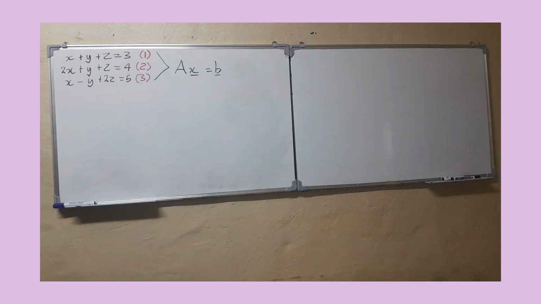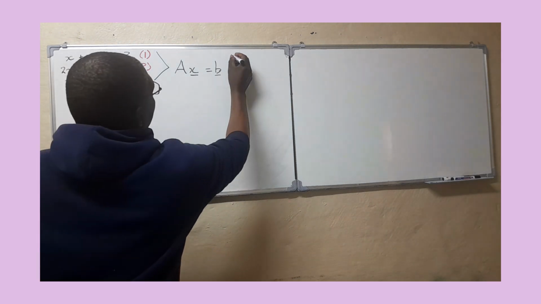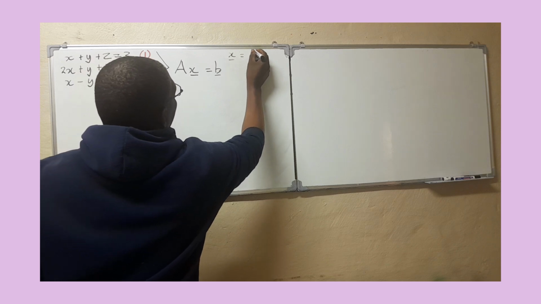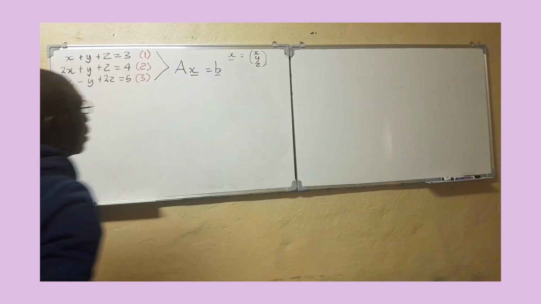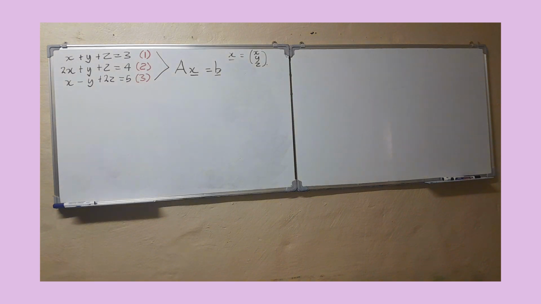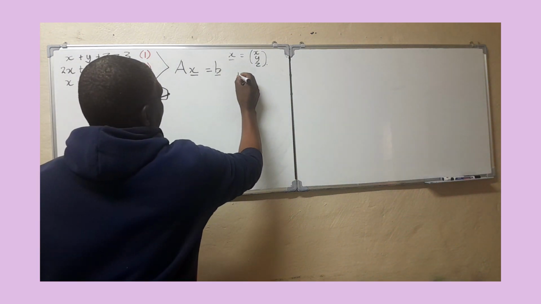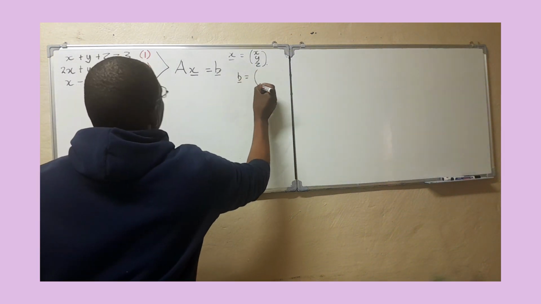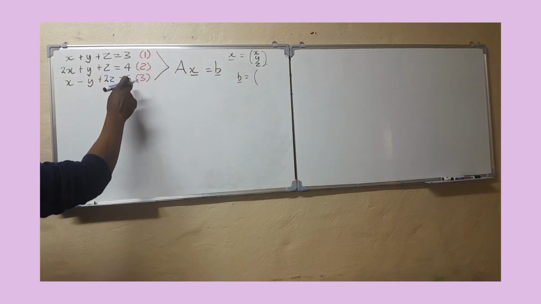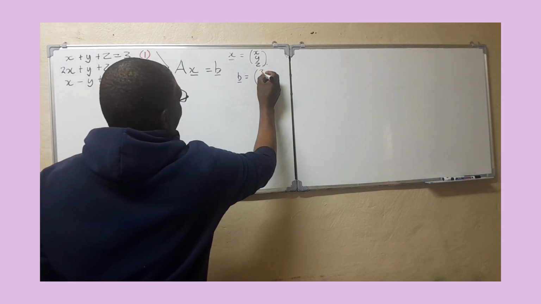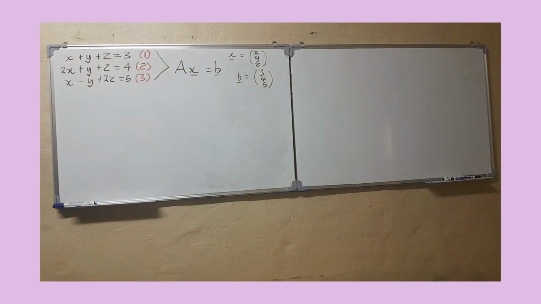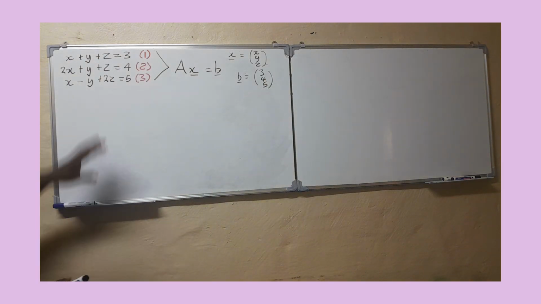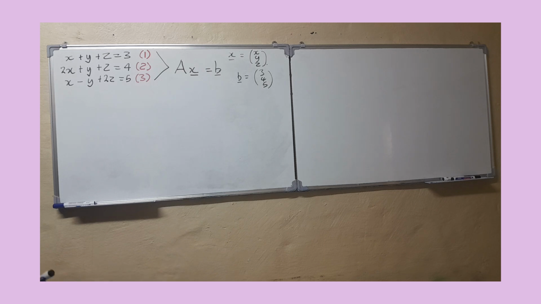What is vector x? Vector x is equal to x, y, z. That's vector x. What is vector b? Vector b is the vector 3, 4, 5. So it's vector 3, 4, 5 here, right? So we want to change this into that. So let's see what it looks like.